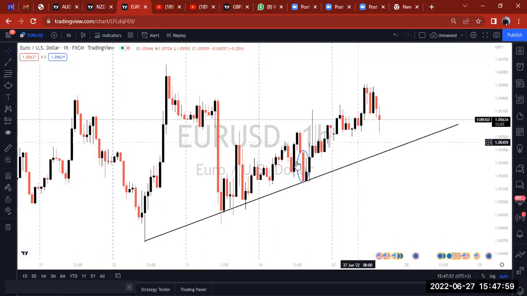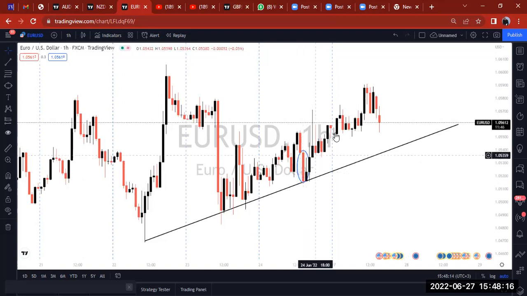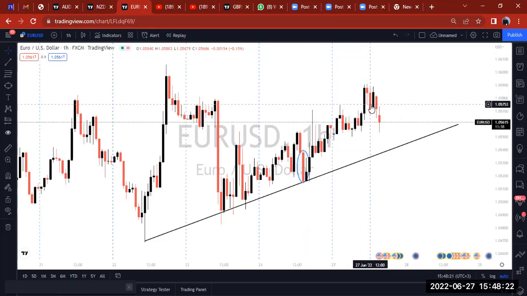So the appearance and the formation of this candlestick here, for me, means that the bulls will continue this trend. There was the formation of the inside bar here, and then as you can see, price continued pushing upwards.